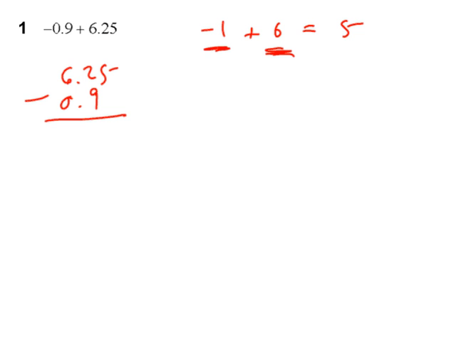So we subtract, putting a 0 there to help me see my place value. 5 take away 0 is 5. 2 take away 9, can't do it, so I borrow. 12 take away 9 is 3, and 5. So I have 5.35 more positives than I do negatives, and that's your answer.